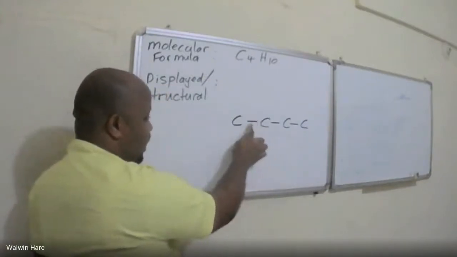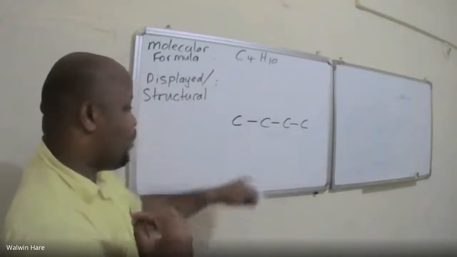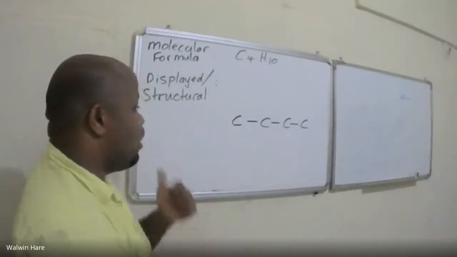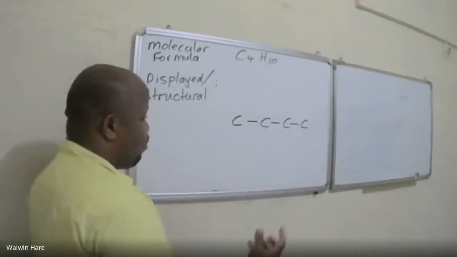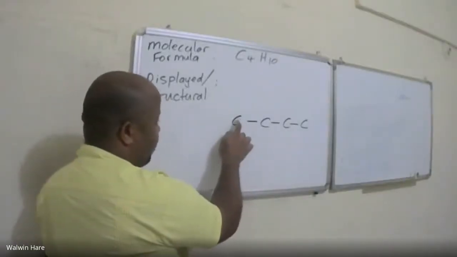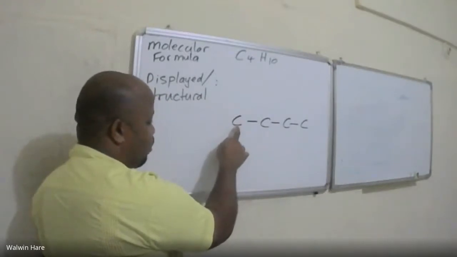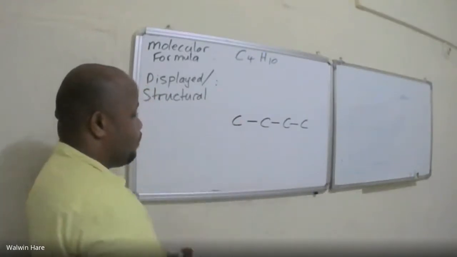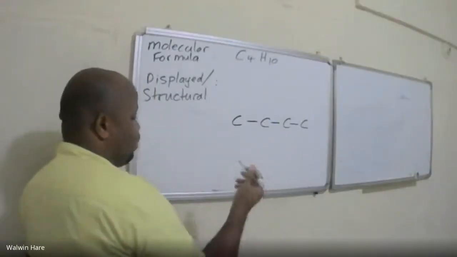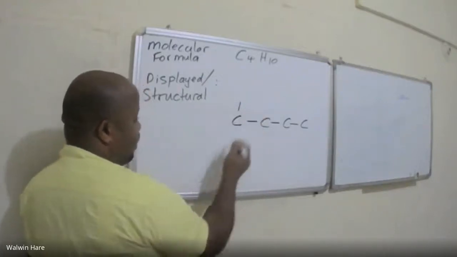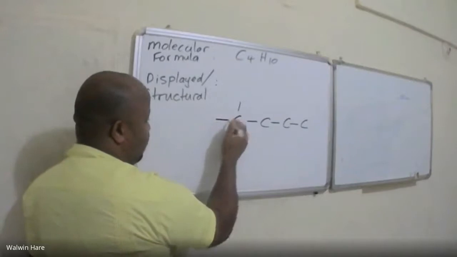Remember, these lines are what? Single bonds. Right. Now, how many bonds did we say carbon must form? Four. Right. So at the moment, this carbon atom here, how many bonds is it forming? One. So that means it needs three more. So you're going to put a line above, a line below, and a line to the left.